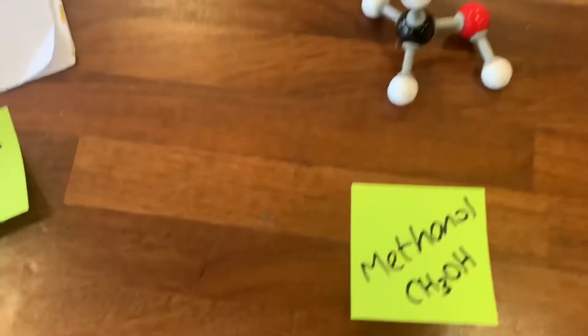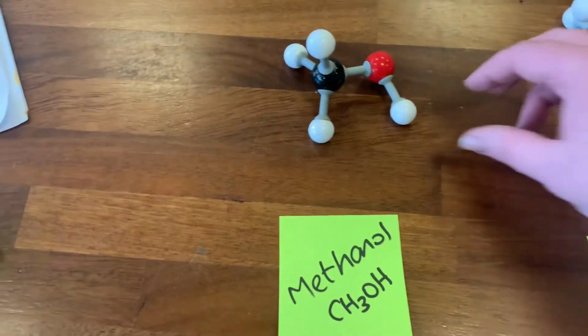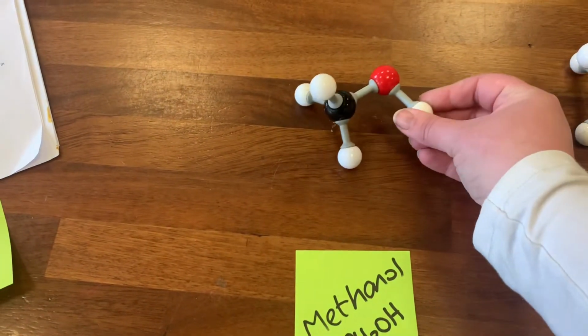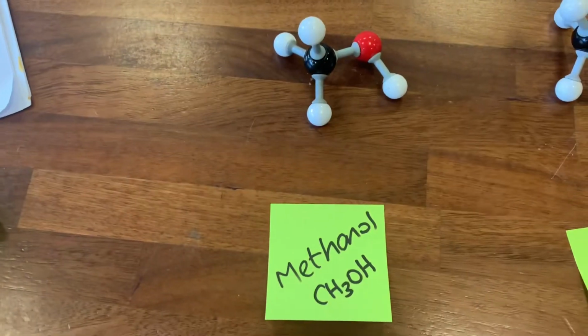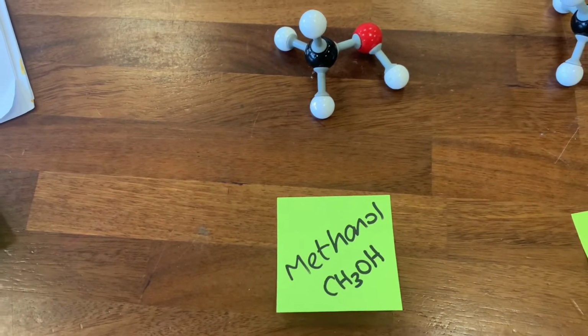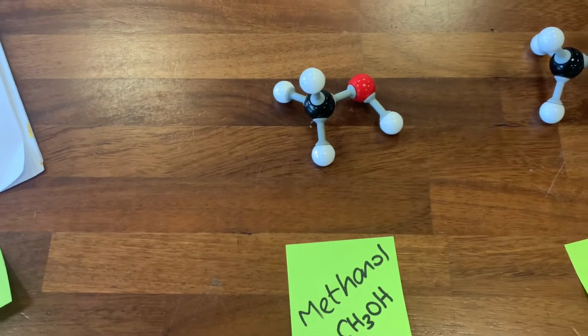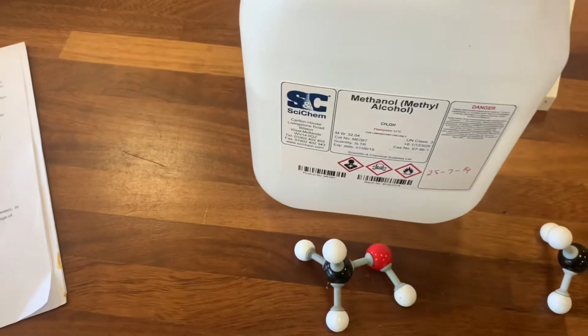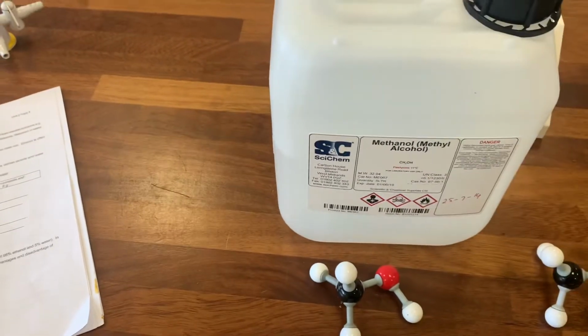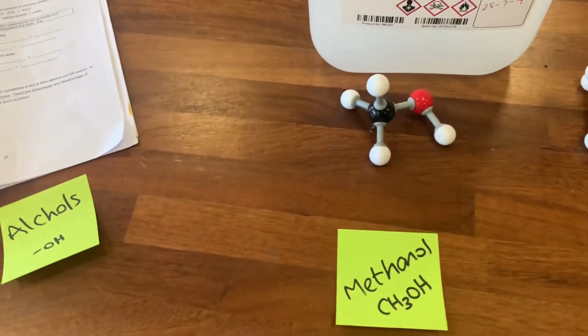If we look at our first member of the series, it's called methanol. So this is the structure of it. It's got one carbon and then that OH functional group that's on the end. And the formula can be written as CH3OH. Now, in your book it asks you what state it is at room temperature and pressure. So here's one out of the prep room. So you can see methanol is a liquid at room temperature and pressure.